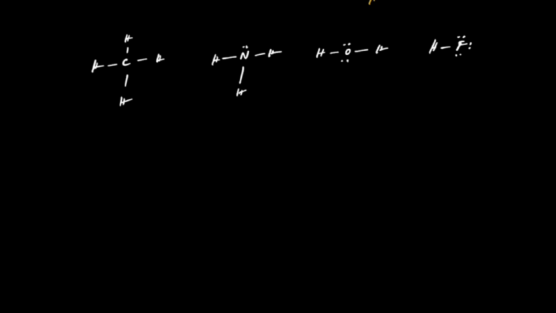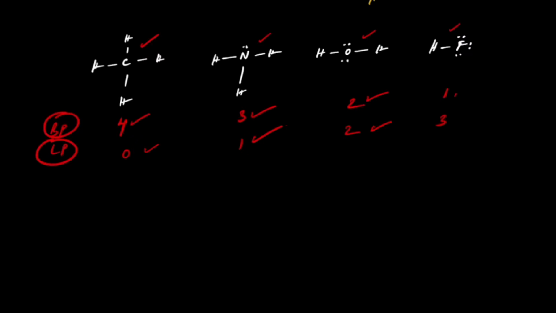The pattern is this: 4 bond pairs, 0 lone pairs; 3 bond pairs, 1 lone pair; 2 bond pairs, 2 lone pairs; 3 lone pairs, 1 bond pair. So if I write bond pairs and lone pairs, I'm just revising these things. 4 bond pairs, 3 bond pairs, 2 bond pairs, 1 bond pair. Lone pairs: 0, 1, 2, and 3. Anyway, we are not talking about this here now, but I'm just reminding you.